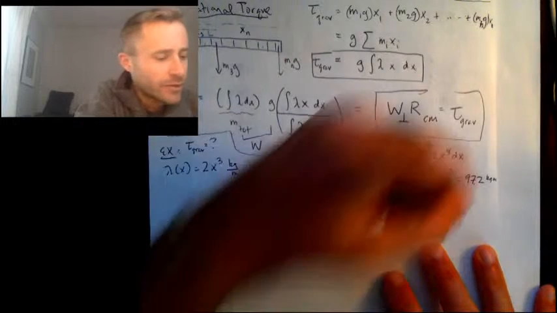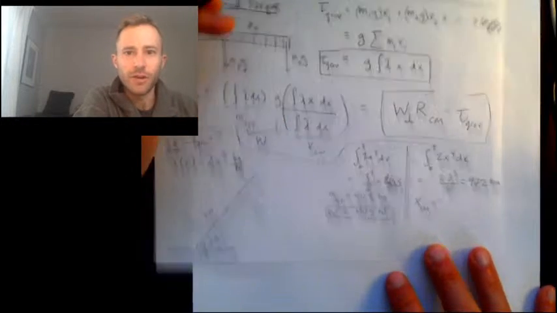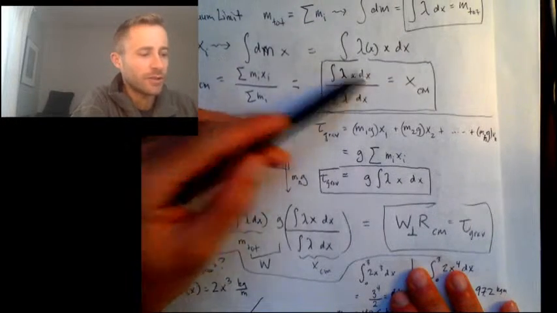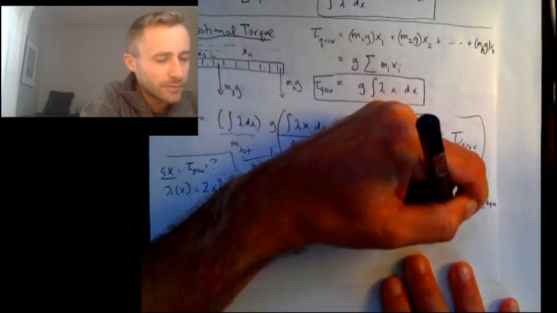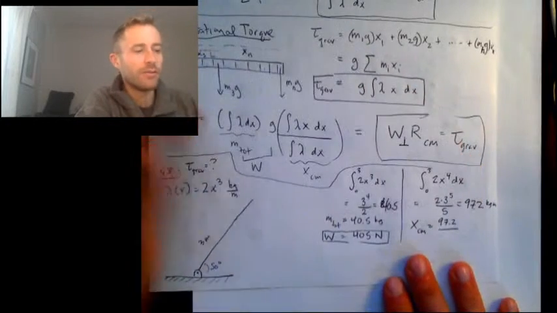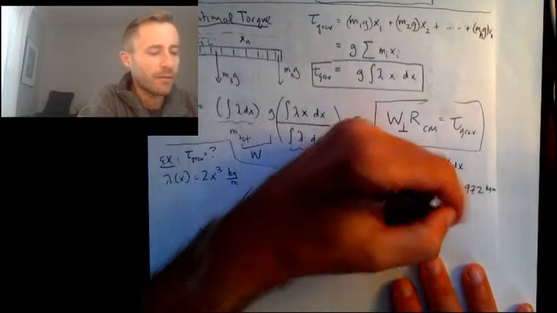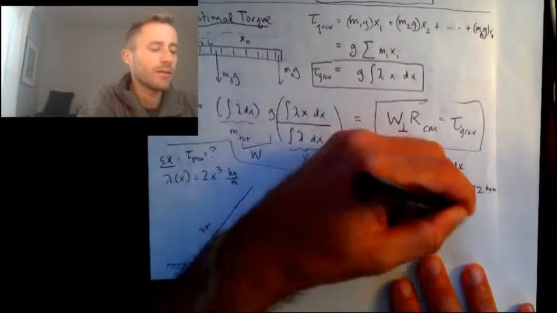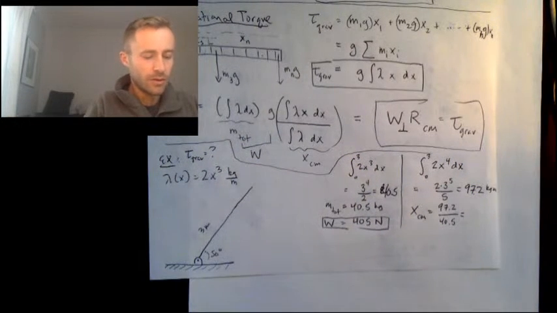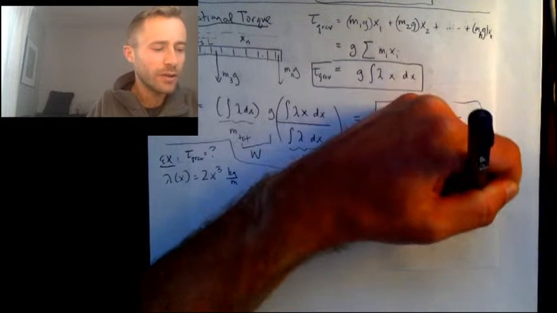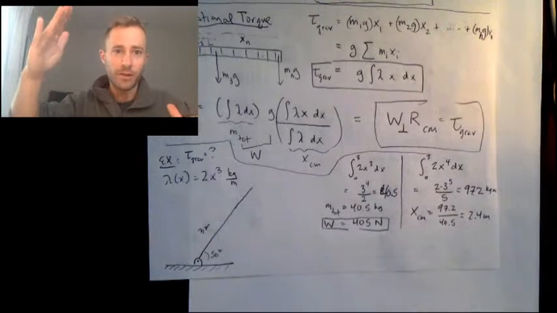That allows us to figure out what XCM is. XCM is the ratio of the integral of lambda times x, which was 97.2, divided by the integral of just lambda by itself, which I calculated was 40.5. So the center of mass is at 2.4 meters. The beam is 3 meters long, and the center of mass is 2.4 meters along the beam.